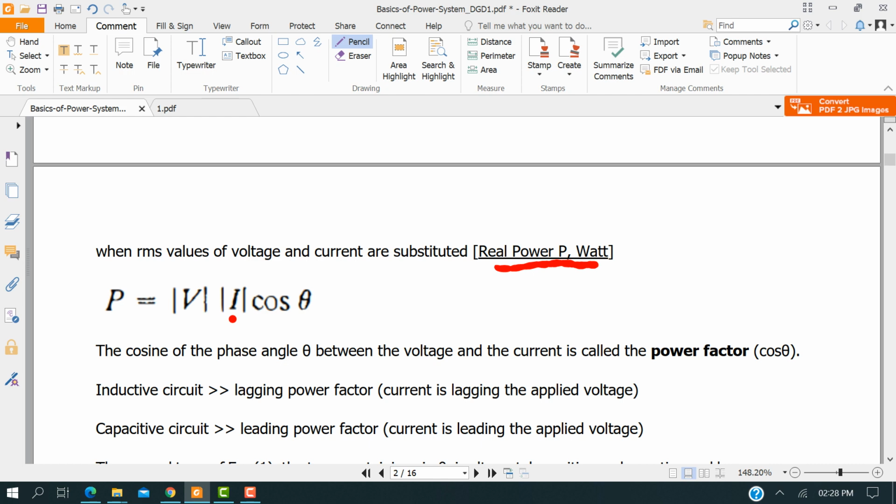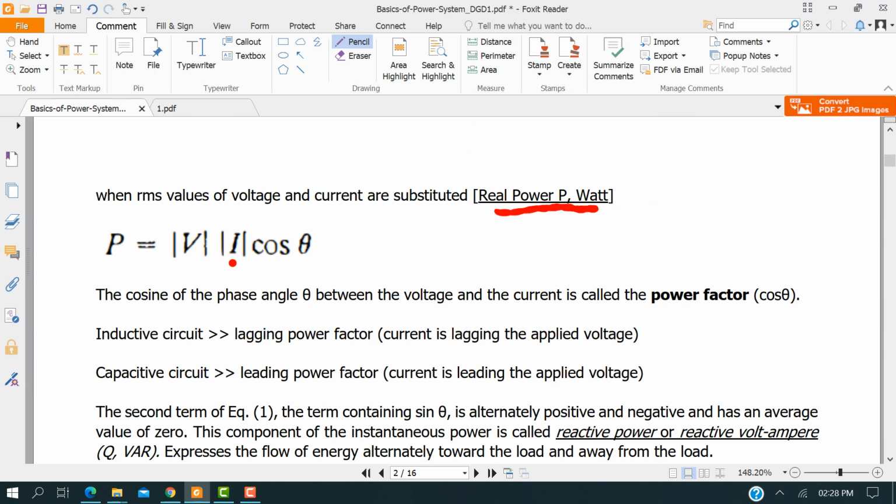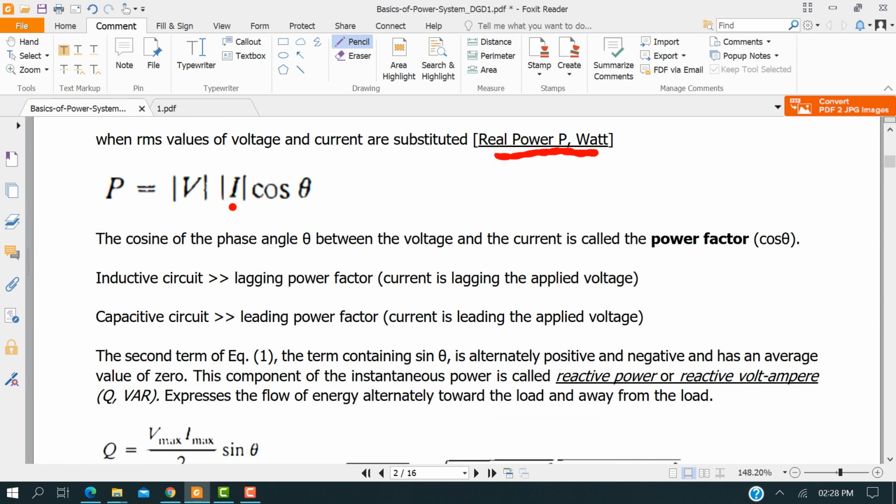Now we have to see the difference. What is real power? Later on I will discuss. So let me introduce the term power factor. It is mathematically expressed as cos theta, where theta is the angle between voltage and current. Now see, earlier I said that in an inductive circuit the power factor is lagging, so the current is lagging the voltage, and in the capacitive circuit it's vice versa.